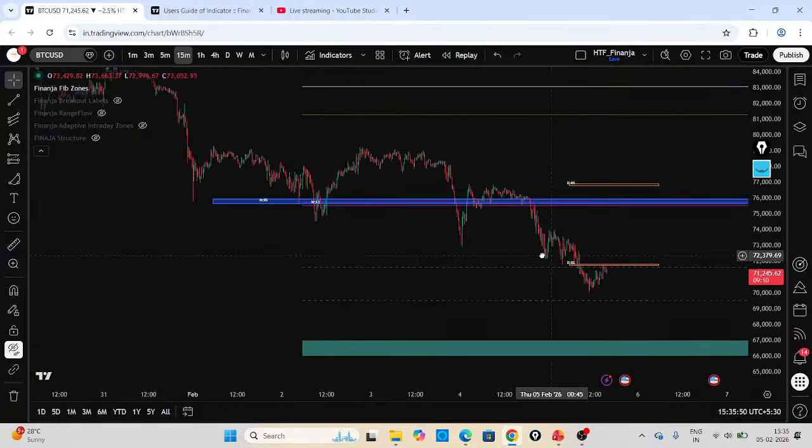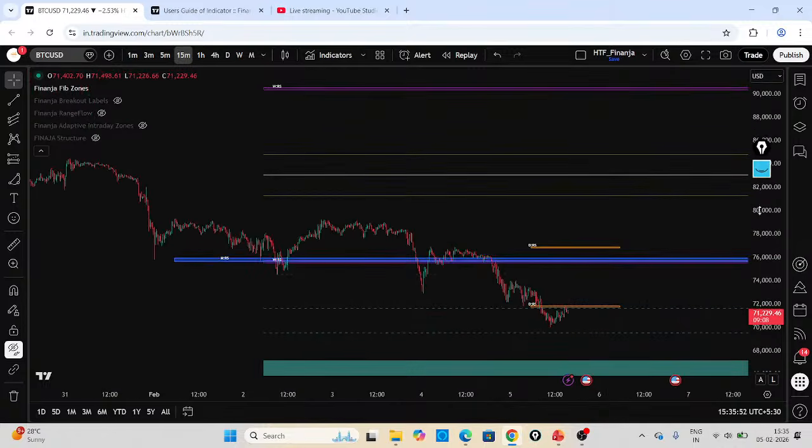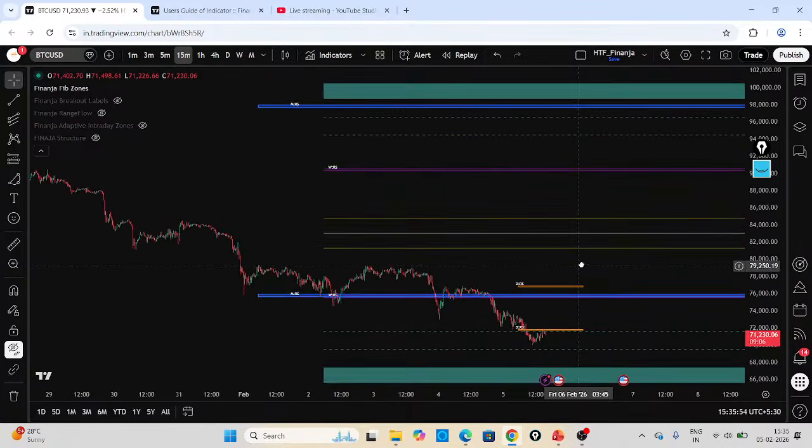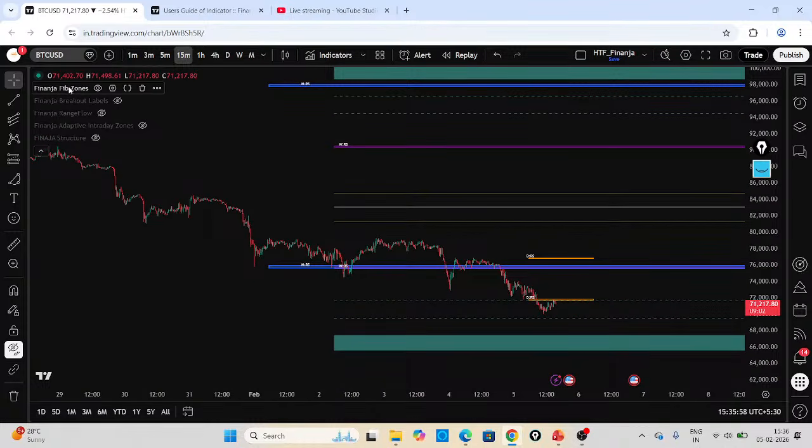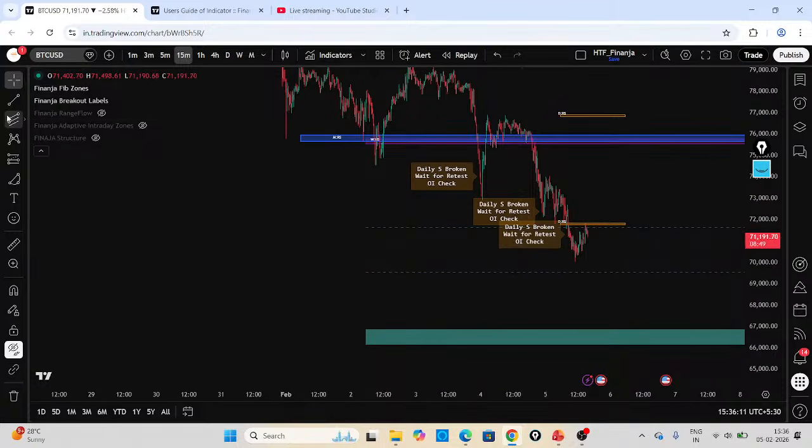This is the indicator which I have built for day-to-day trading basis, or weekly, monthly. So currently these are the three indicators: Finanja Range Flow, Finanja Fib Zones, Finanja Breakout Labels. You can see these are the breakout labels. I have developed the Finanja Range Flow indicator too, but I will be suggesting you go for these two indicators, give feedback, use it.